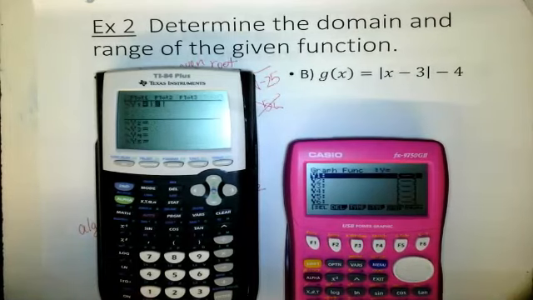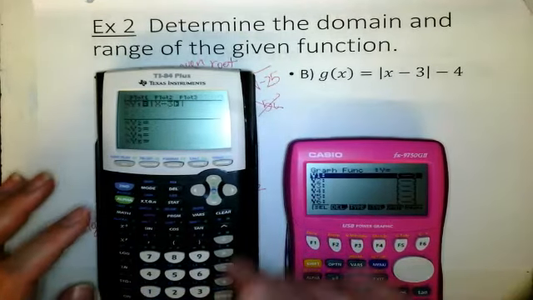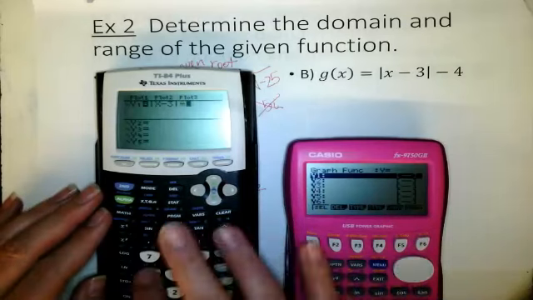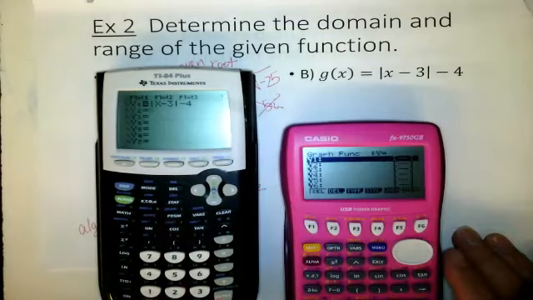All right. And we're going to type in x minus 3. And then on the outside, we're going to say -4. And you can graph that.